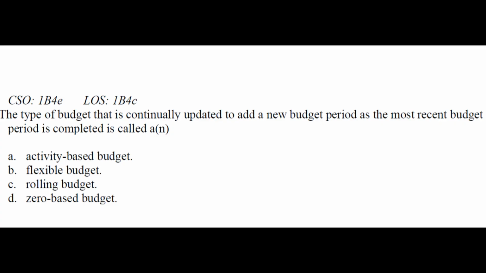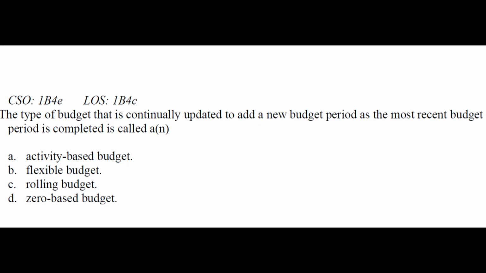Correct answer: C. Rolling budget. This continuous planning approach helps organizations remain responsive to changing market conditions and improves forecasting accuracy. Therefore, the correct answer is C.